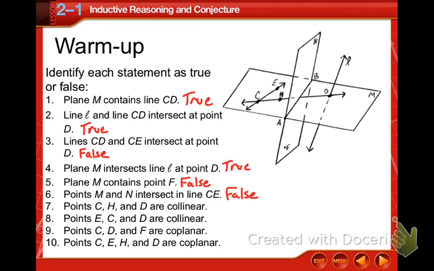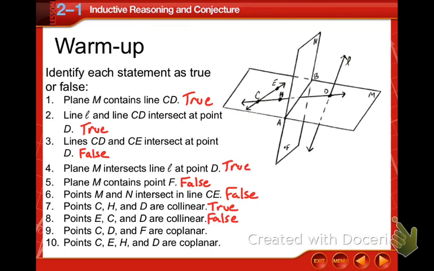Number 7, points C, H, and D are collinear. So C, H, and D all lie on that line, CD there. So that is true. They are collinear. Number 8, points E, C, and D are collinear. E and C are collinear. Obviously, 2 points are always collinear. C and D are collinear, but the combination of the three are not collinear. They are all in the same plane, but not the same line. So this one is false.